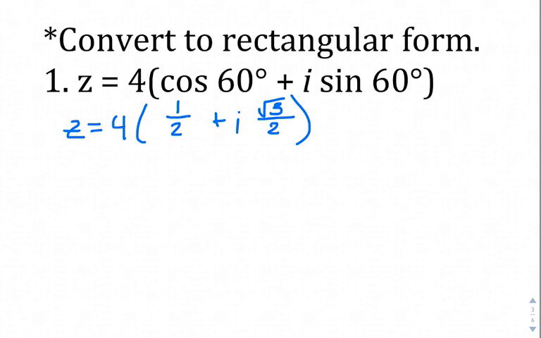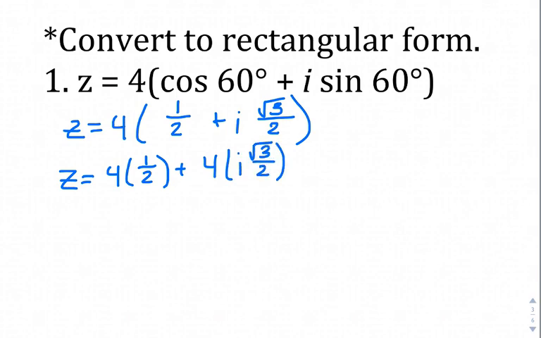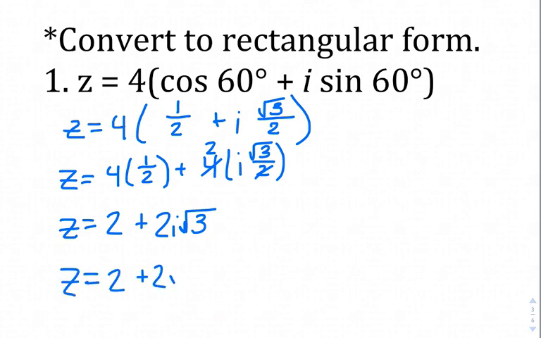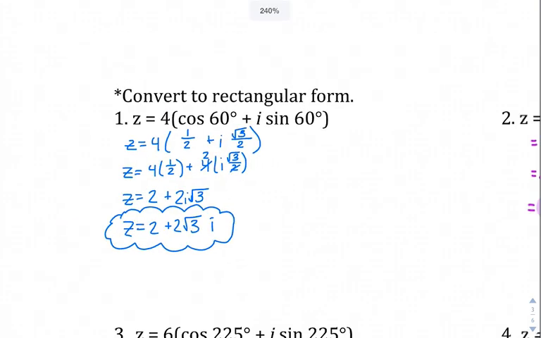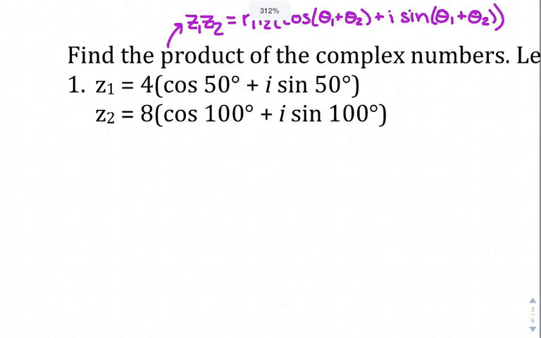So now what you do is you distribute that 4 to each part. So it'd be 4 times 1/2 plus 4 times i radical 3 over 2. And then you're going to simplify. So 4 times 1/2 would give me 2. And then this would be 2i radical 3. Or you could write it, which I want you to write it like this, 2 radical 3 i. So this would be my final answer. So there's 3 more problems just like that. So try those.